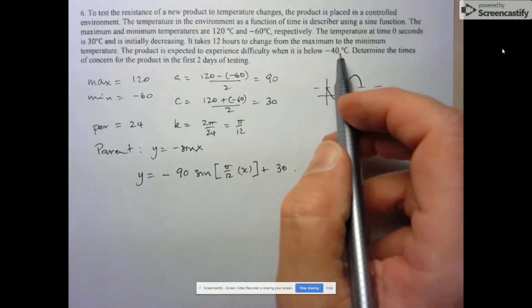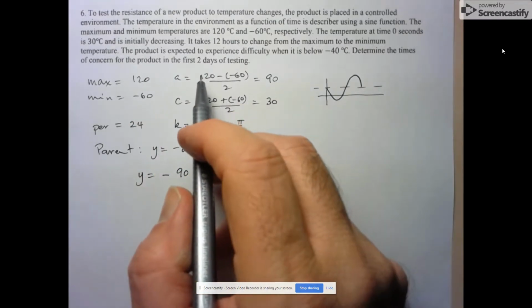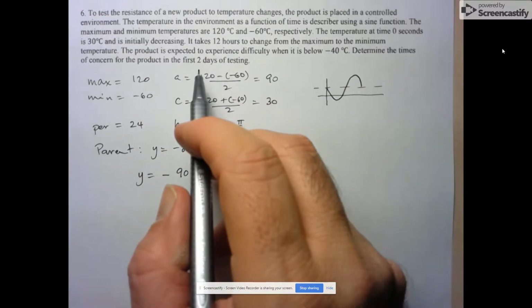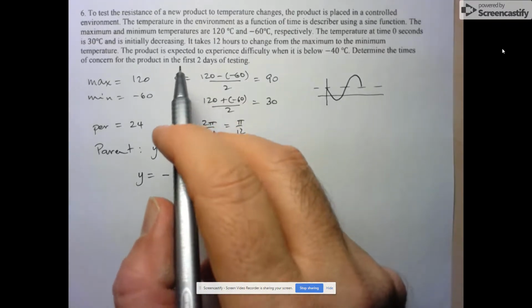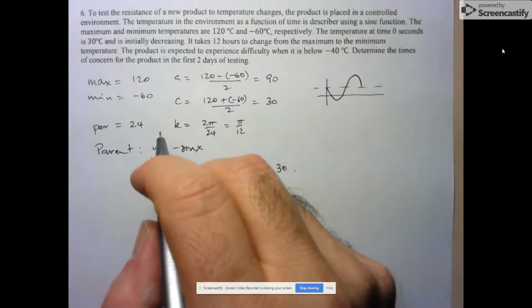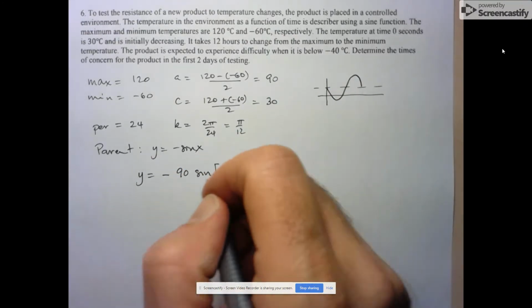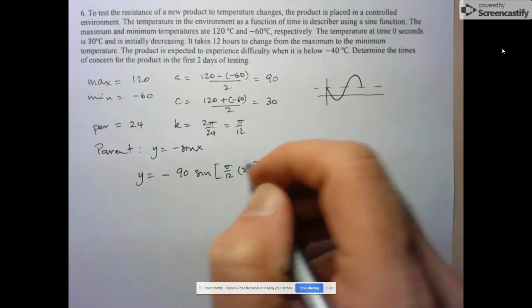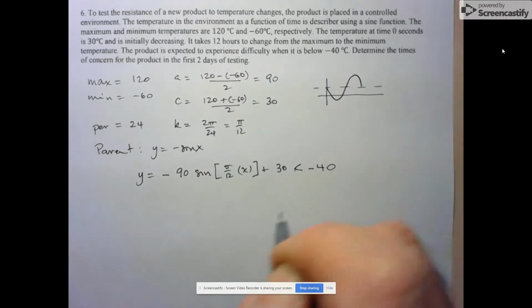Okay. Now, what it tells us here is that the product is expected to experience difficulty when it is below negative 40 degrees Celsius, and determine the times of concern in the first 2 days of testing. So this is interesting here because we're not actually solving a trigonometric equation. We're solving a trigonometric inequality. We're trying to determine when the temperature is less than negative 40 degrees Celsius.